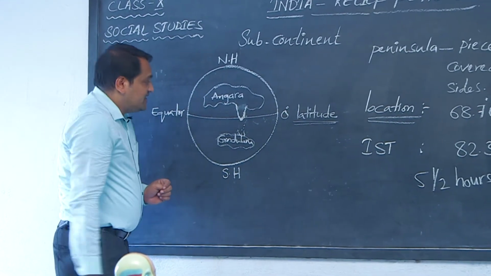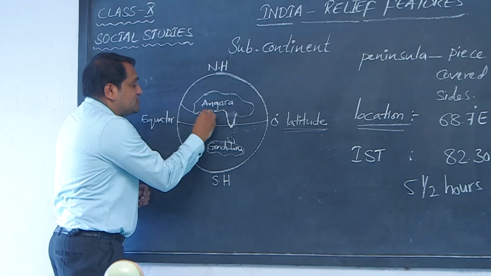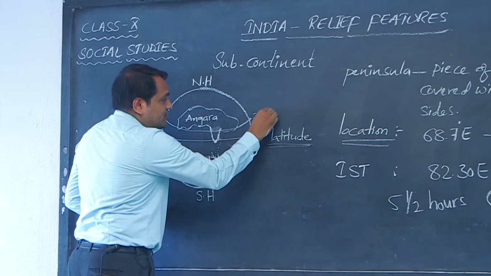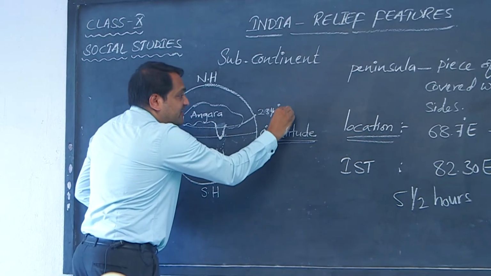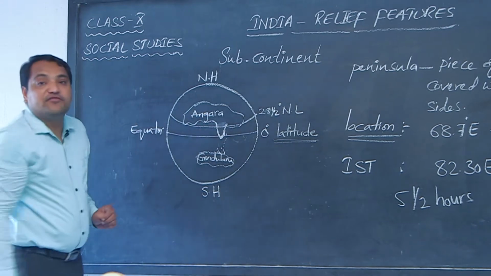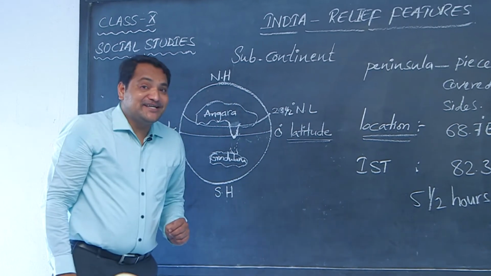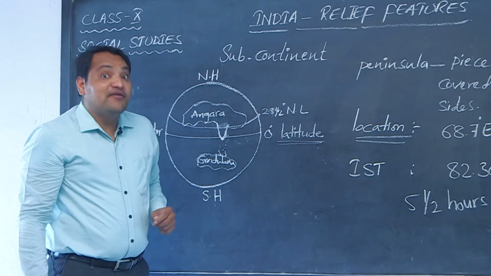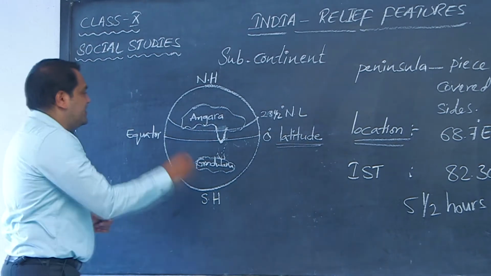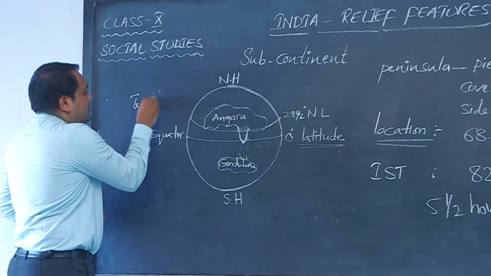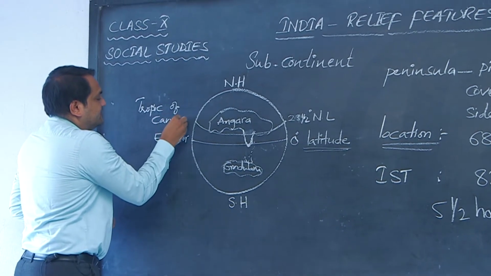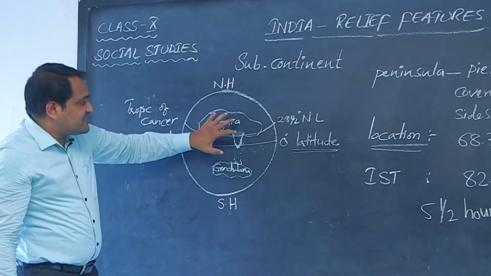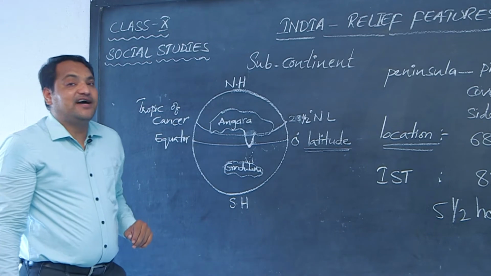One more important thing, 23.5 degrees northern latitude passes through India. Now you might be a little confused when I say 23.5 degrees northern latitude. There is another familiar name that we know. What is that? We call that the Tropic of Cancer. The Tropic of Cancer passes through India. So this is the geographical location of our country.